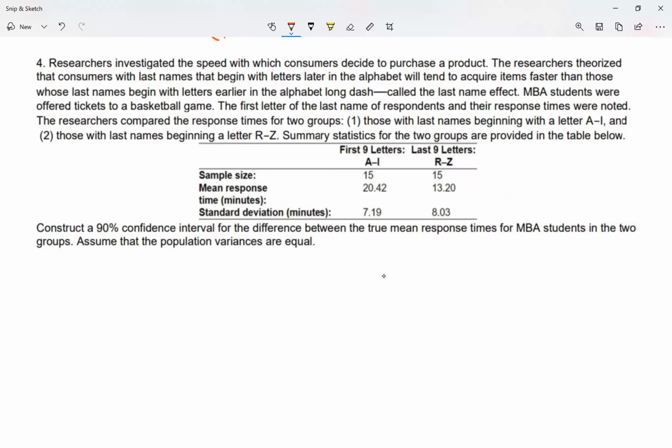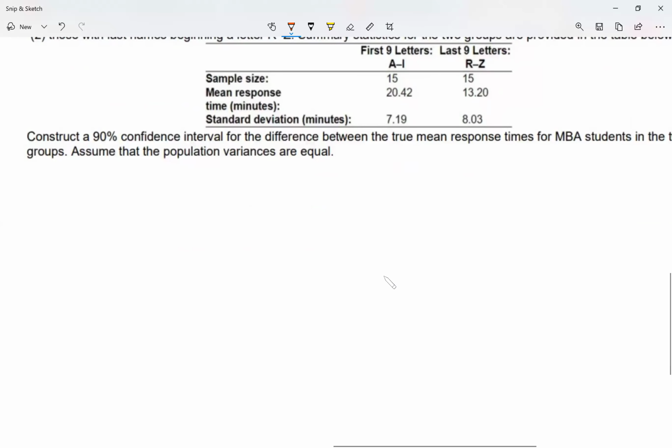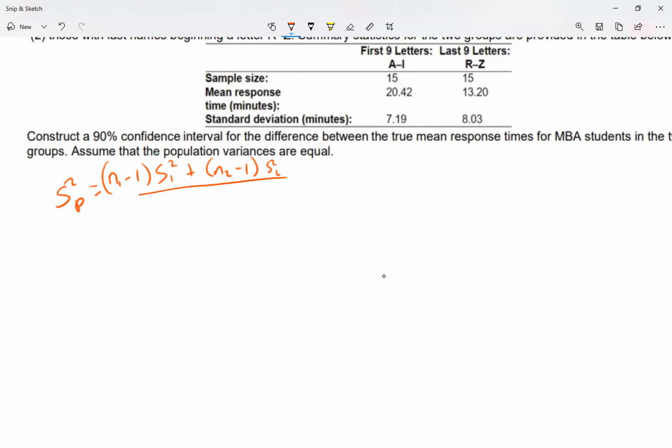Okay, now how do we do this? Now the variance of my population, I worked something like this at the very beginning of today's lecture. I'm going to say it is going to be N1 minus 1 times the sample variance plus N2 minus 1 times the sample variance, all divided by my degrees of freedom, which is N1 plus N2 minus 2.